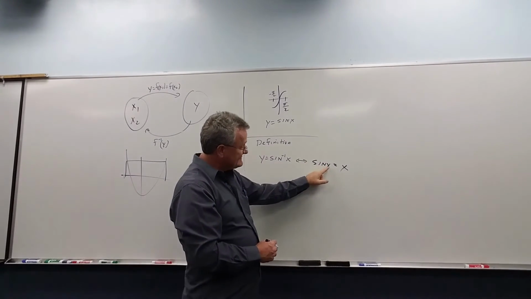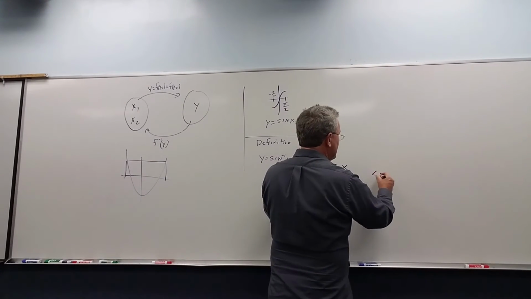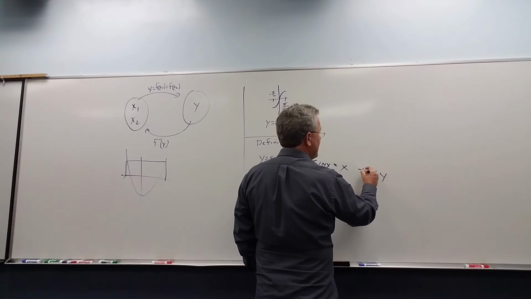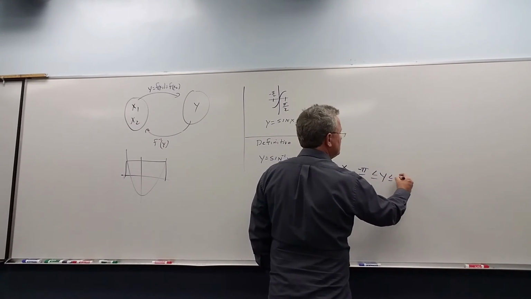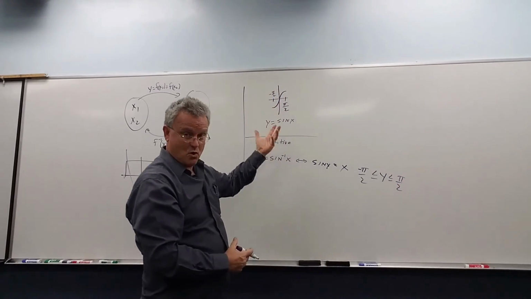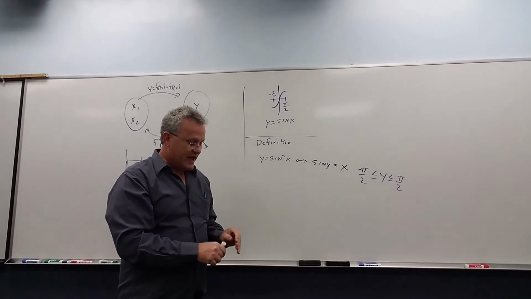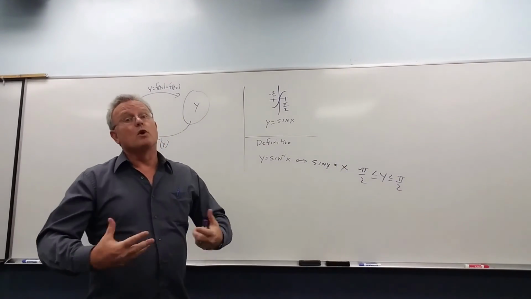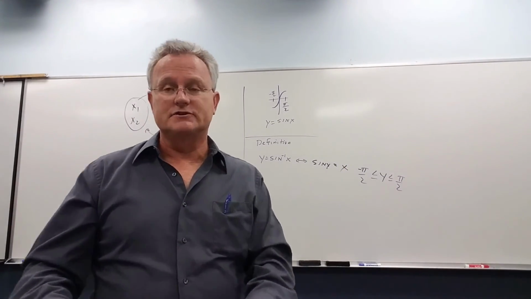But when I take the sine of y, the argument here has to be between minus pi over 2 and pi over 2 in order to remain 1-to-1. So that's why we have this restriction when we do work with the inverse sine function.